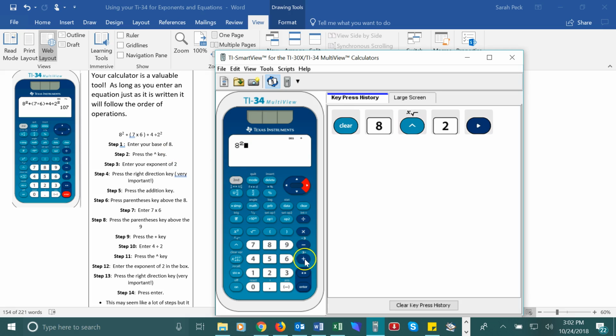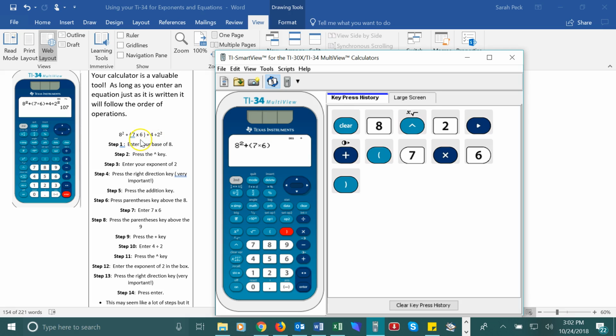So we have an addition sign. We're going to press that addition key. And now we're going to start entering what's inside parentheses. So we have to start with our left parenthesis right above the 8 key. Then we can enter 7 times 6. So notice I'm on step 7. 7 times 6. Now I'm going to press the parenthesis key right above the 9. That closes up the parentheses.